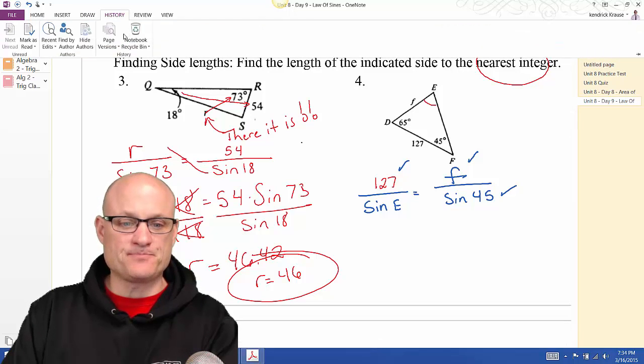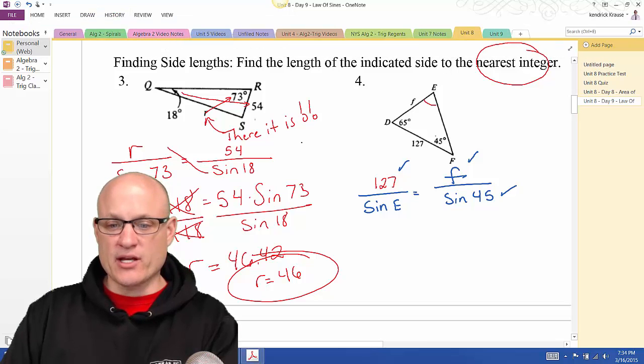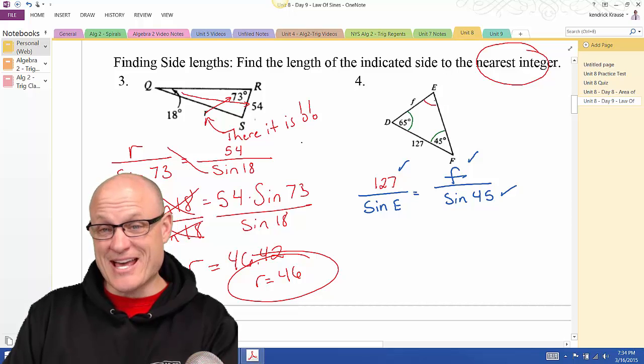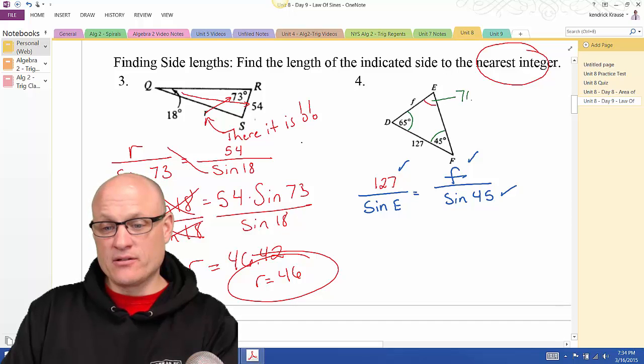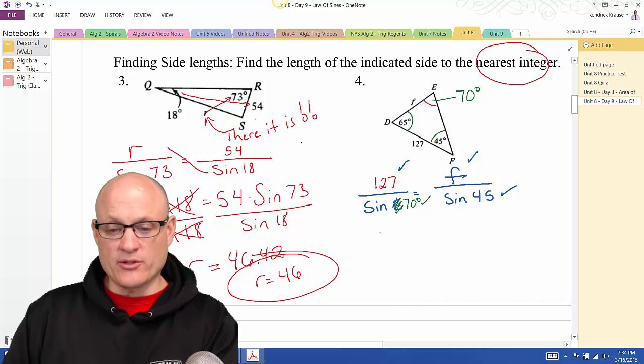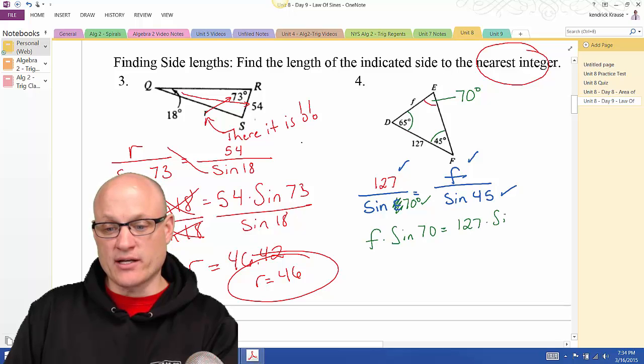And let me grab green. And that something else we can do is realize, oh yeah, that's 65, and that's 45. And 65 and 45 is 110, which leaves 70 degrees for E. So I shouldn't have put E in here. I should have put 70 degrees. And now I have 3 of the 4 things. So I'll do F times the sine of 70 equals 127 times the sine of 45 degrees.